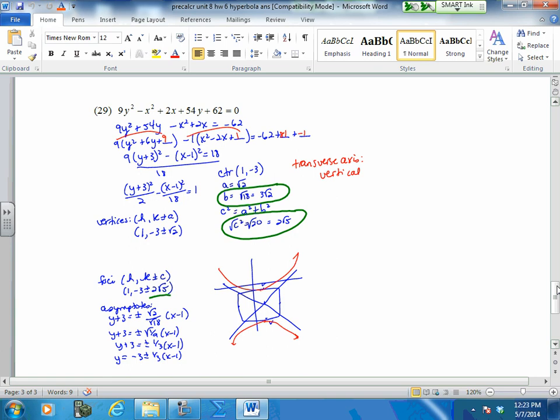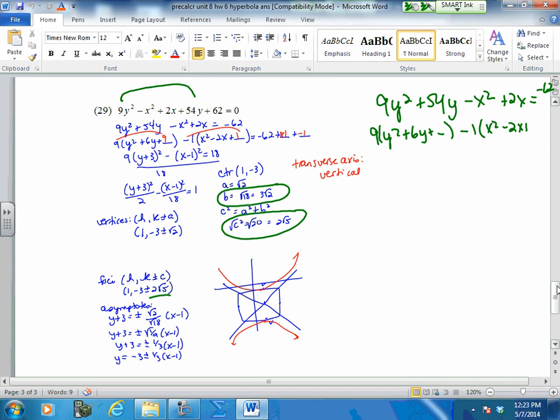Sure. Okay, so let's put your y's first, and then your x's. And I'm going to move the 62 to the other side, okay? Complete the square. So take out a 9. Take out a negative 1. You don't have to say 1, but just make sure you switch the signs. And this is equal to negative 62 plus something, plus something.